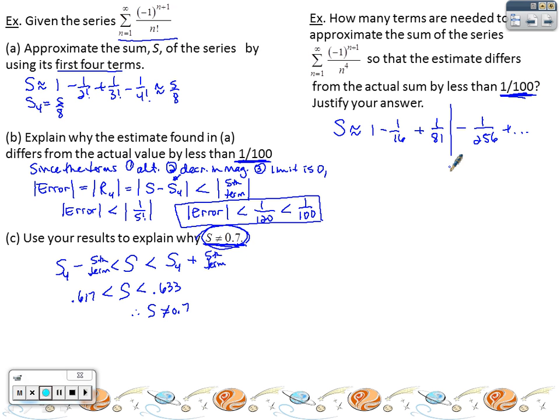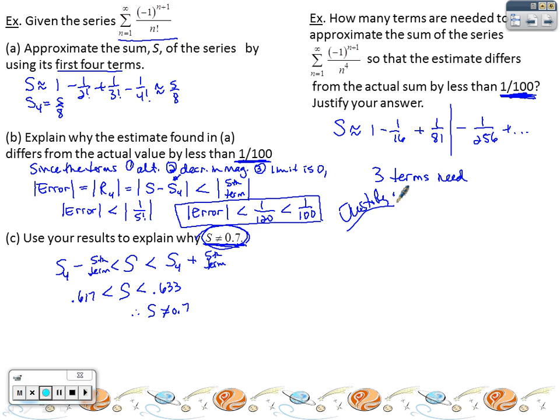Okay, so I stop here. Some people refer to this as stop and chop. It's a strange saying, I know, but maybe that'll stick in your head. So we're going to stop, and then we're going to cut off the rest of it. So what we have discovered is that 3 terms are needed to achieve this, for our estimate to differ from the actual sum by less than 1 over 100. And now we need to justify.